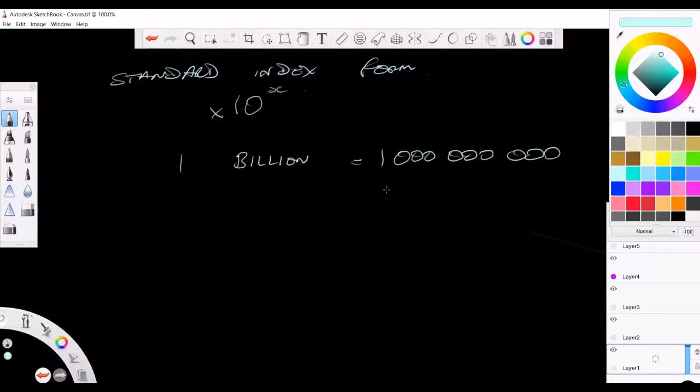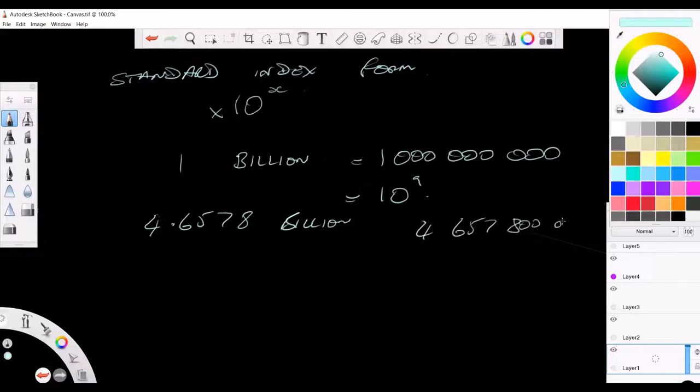But it can also be written as 10 to the power 9. Which means that, let's say, 4.6578 billion, which is 4,657,800,000, can also be written as 4.6578 times 10 to the power 9. And that's a very easy form to write in.